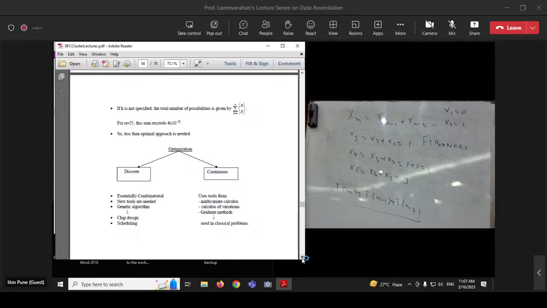In the discrete optimization problem, there is no notion of a gradient. There is no notion of a derivative, first derivative, second derivative. In continuous optimization, there is the notion of a derivative. The necessary and sufficient condition for a minimum is that the first derivative must vanish, and the second derivative must be positive. Are you with me? So many problems in computer science are of discrete optimization type.